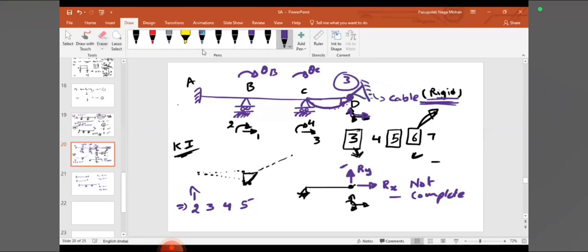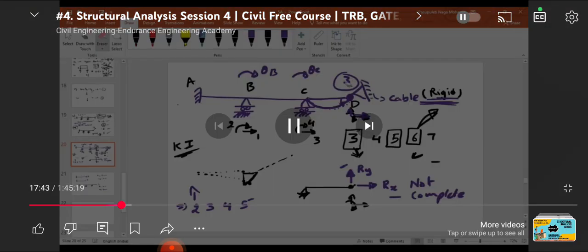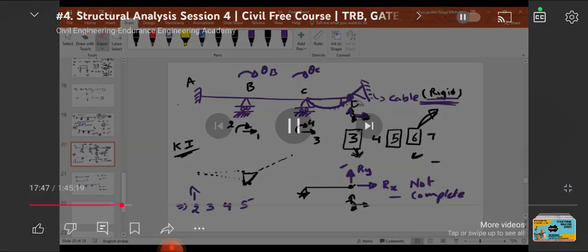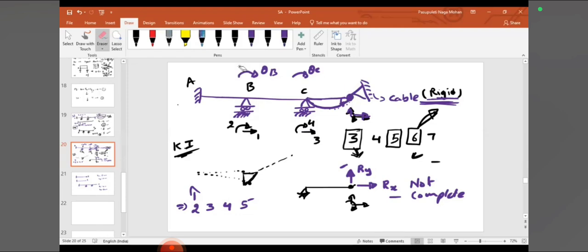Now tell me, what is the kinematic indeterminacy? Now tell me, what is the indeterminacy in this case?